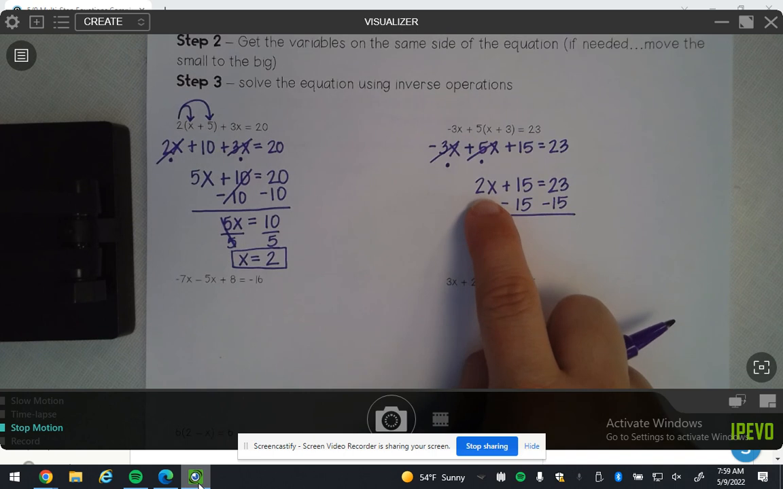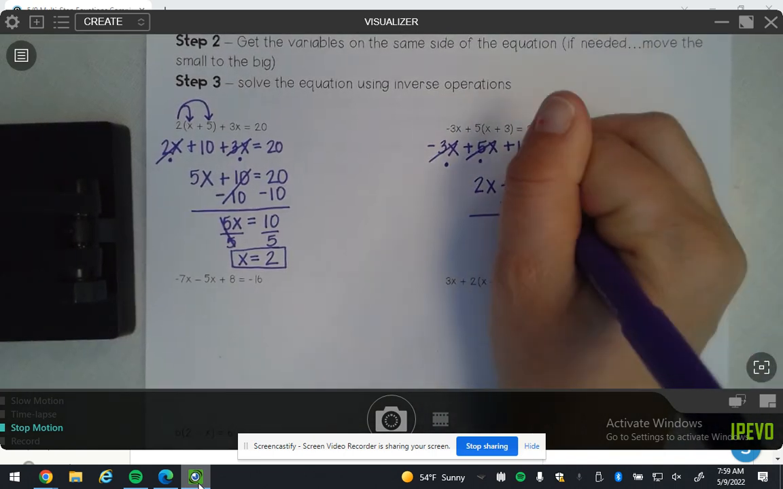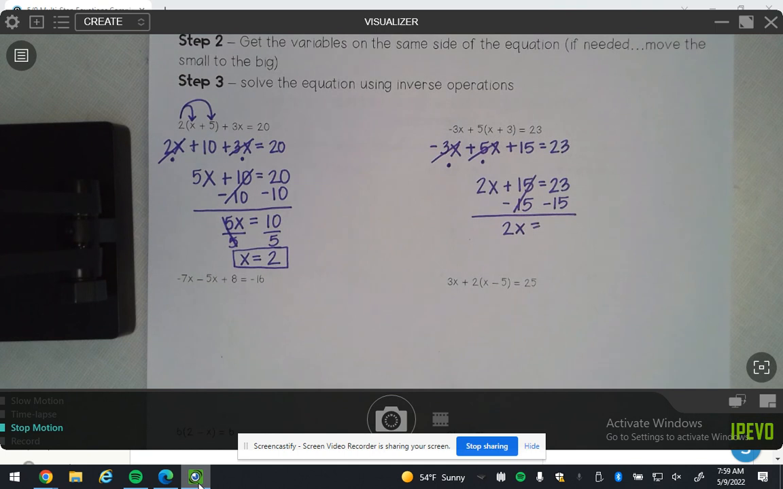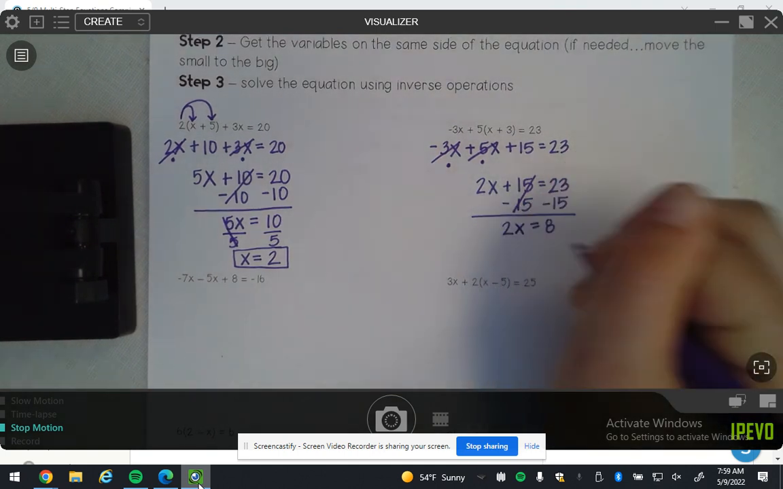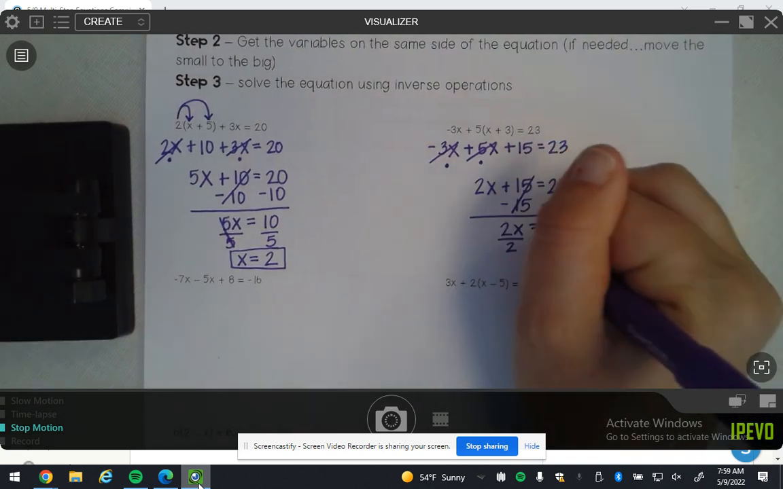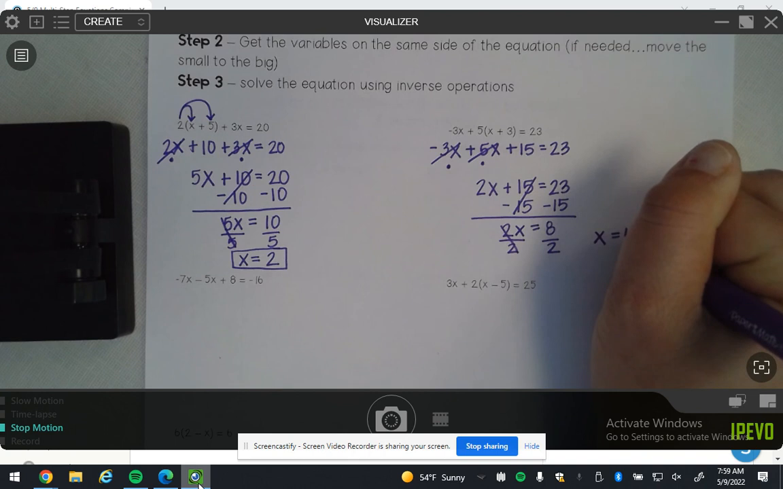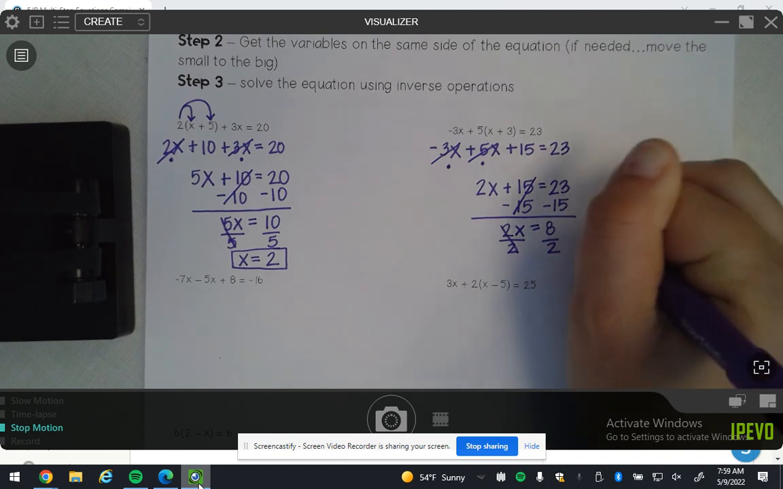What do I do with the 2x? Bring it down. What happens with the 15s? And then 23 minus 15 is 8. Then I need to do what? Divide by 2 on both sides. So x equals 4.